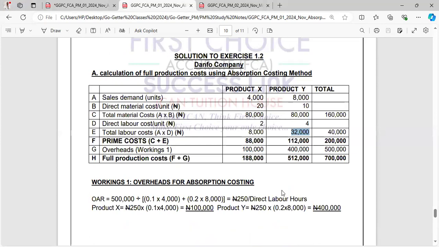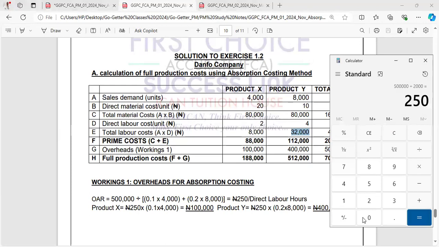All right. Now that we know that is 250 naira for 1 labor hour, what is the labor hours for product X? We said before we have 0.1 as the labor cost multiplied by how many units? 4,000. And we have 400 hours for product X. So what do we do? We'll simply multiply it by 250, and that will give us 100,000. So that's this 100,000 we saw here.